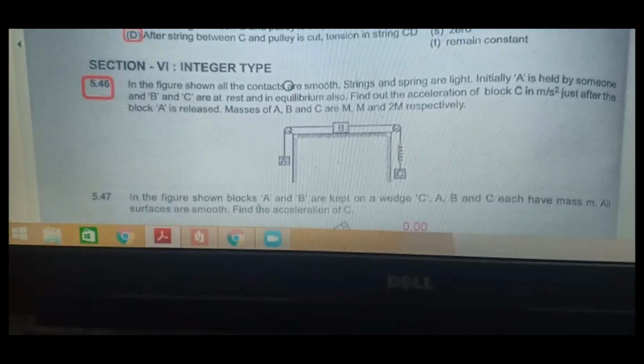Now the moment you release the thread, you release the block A, what happens at that moment? The spring's tension will not change. Suppose it was K x naught, it will remain K x naught. But the other thread, the one joining A and B, its tension will suddenly change. Getting my point? So this is the key to solving the problem. When you release the block A, immediately the tension of the thread joining A and B can change. But the tension on the other side, the one joining B and C, will not change, because that has got a spring, and you're not cutting the spring, so the tension will not change suddenly.